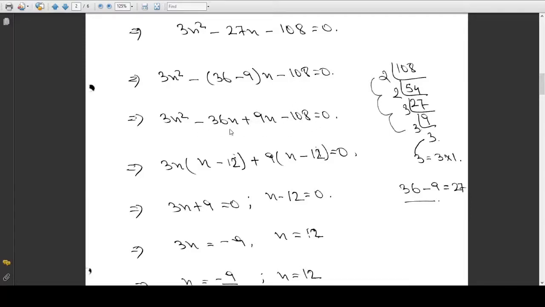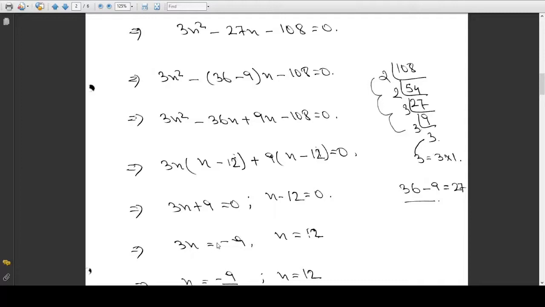Now take common between the first and second, and between the third and fourth. Between the first and second, 3 is common, because 3 times 12 is 36, and n is also common. Therefore taking 3n as common, inside the bracket you get n minus 12, since 3 multiplied by 12 is 36. Between the third and fourth, 9 is common; taking 9 common, n remains, and 9 times 12 is 108. Therefore we have (3n plus 9)(n minus 12) equals 0.